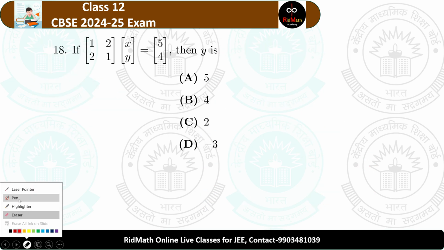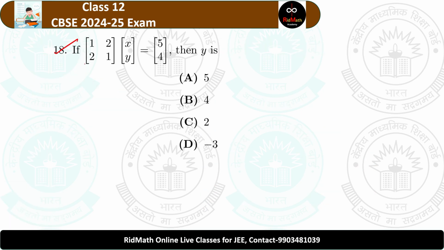Problem number 18. If this matrix into this equals 5 by 4, then y is equal to what? This is a very easy problem. So this is 1 comma 2 and 2 comma 1 into x y. This is equal to 5 4.